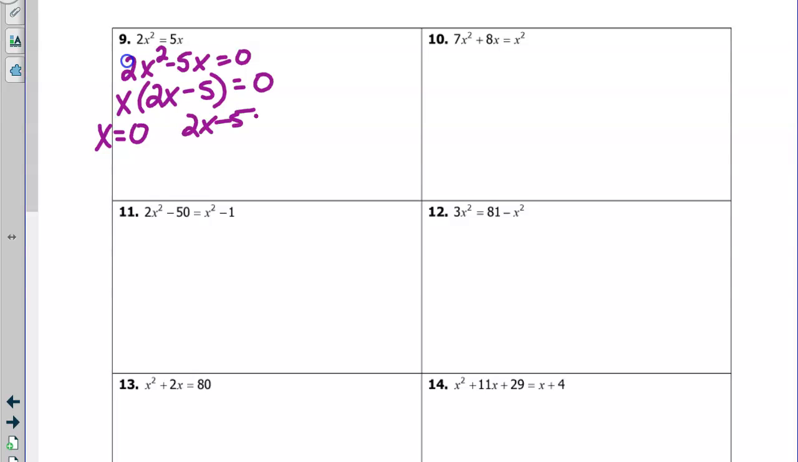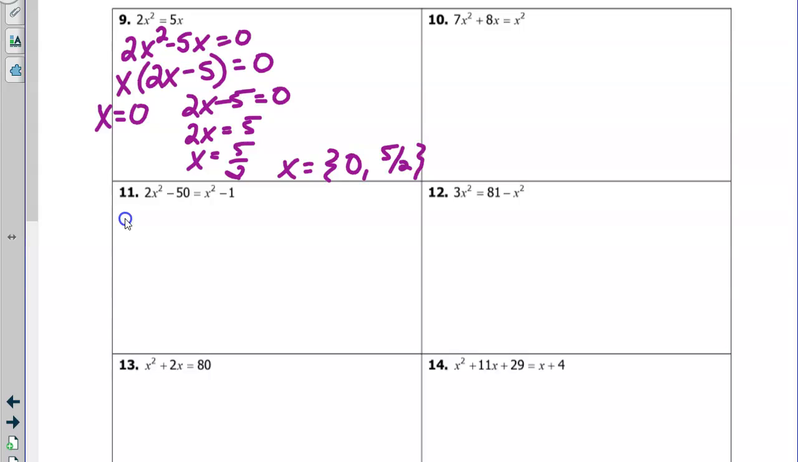And then do this one. 2x minus 5 equals 0. From here, add 5. And then divide by 2. X is equal to 5/2, or 2.5. Are we okay with number 9? We'll do number 11 next. Tell me if I go too fast.